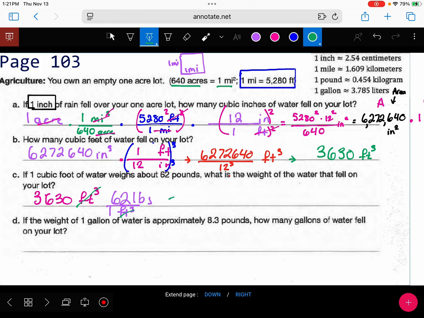So for our whole rainfall that fell on this acre, that's 225,060 pounds of water. So 1 inch of rain onto 1 acre, which is honestly not a super big plot of land. About 4 houses with a normal size yard is about an acre. That's a lot of weight.